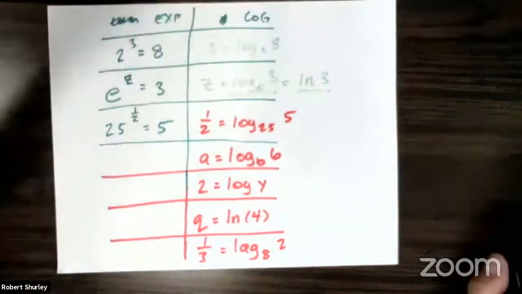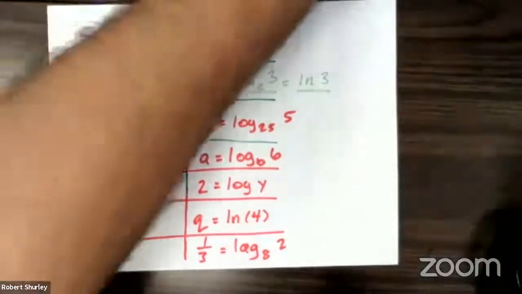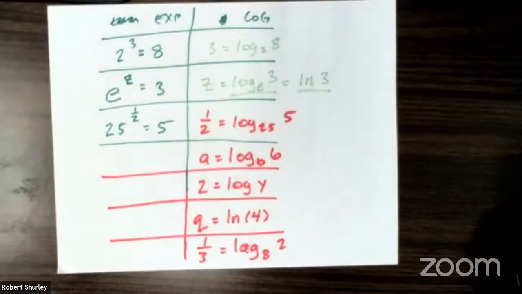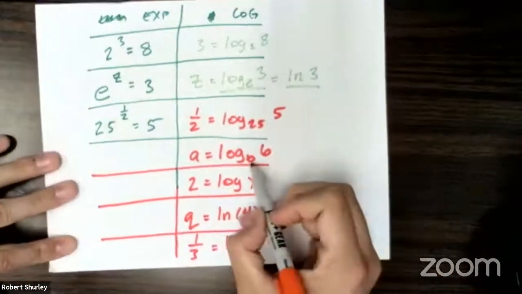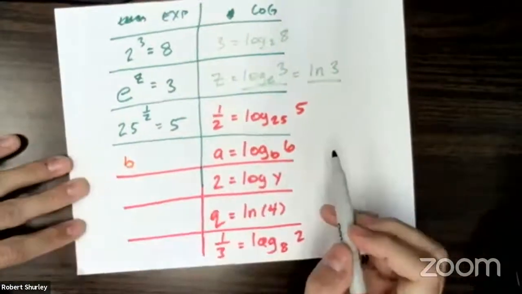Okay, let's check to see if we get this. Let's see if this orange shows up. A equals log base b of 6. So now the b is the base. Oh yeah, it shows up for you.